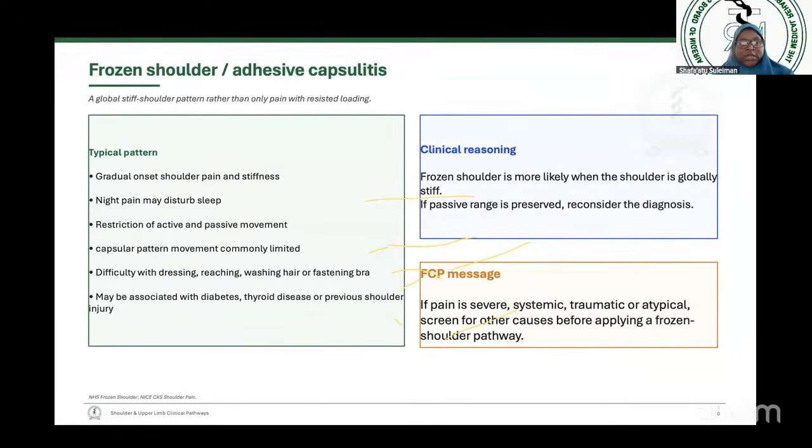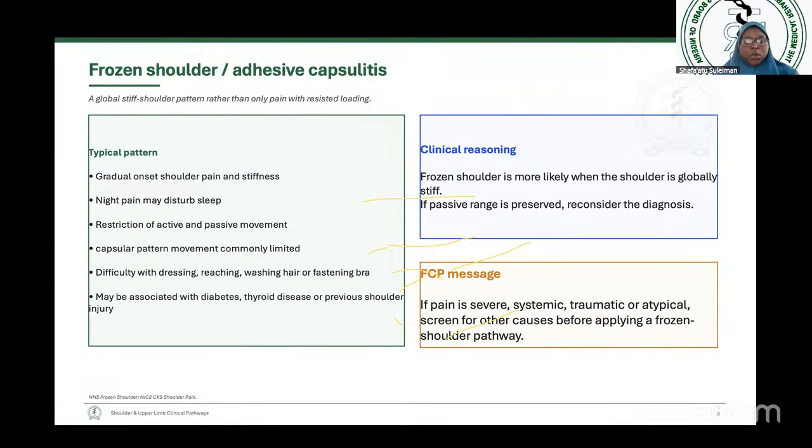So, frozen shoulder, adhesive capsulitis, is a global stiff shoulder pattern rather than only pain with resisted loading. We've also mentioned gradual onset shoulder pain and stiffness, and typical night pain may disturb the sleep. There might be restriction of active and passive range of movement. The capsular pattern of movement is commonly limited. Talking about the capsular pattern, flexion, abduction, and external rotation are the three movements that are usually restricted in frozen shoulder. And difficulty with dressing, reaching overhead, washing hair or fastening bras.